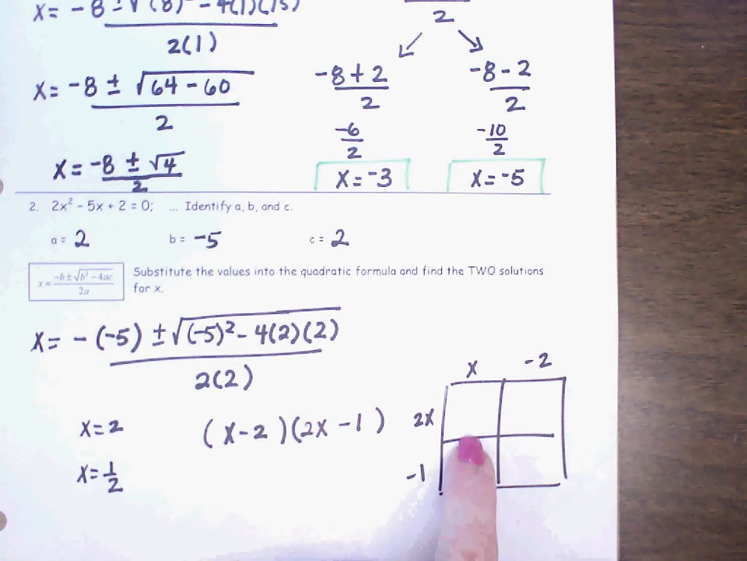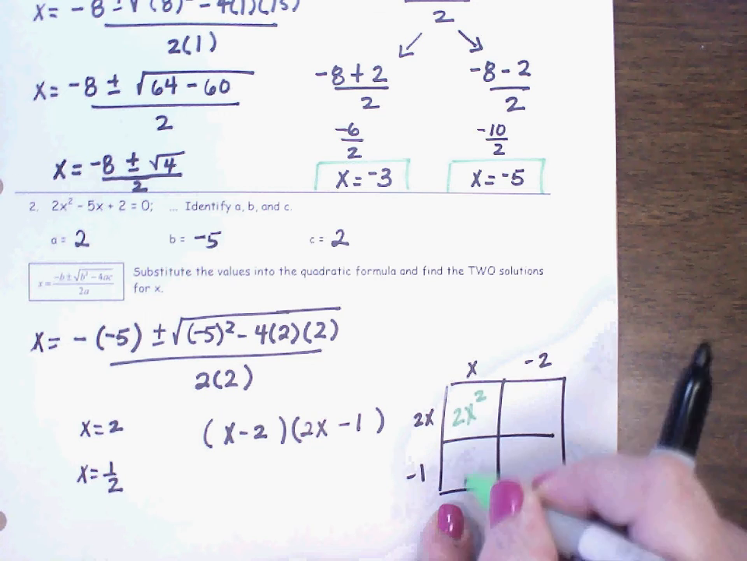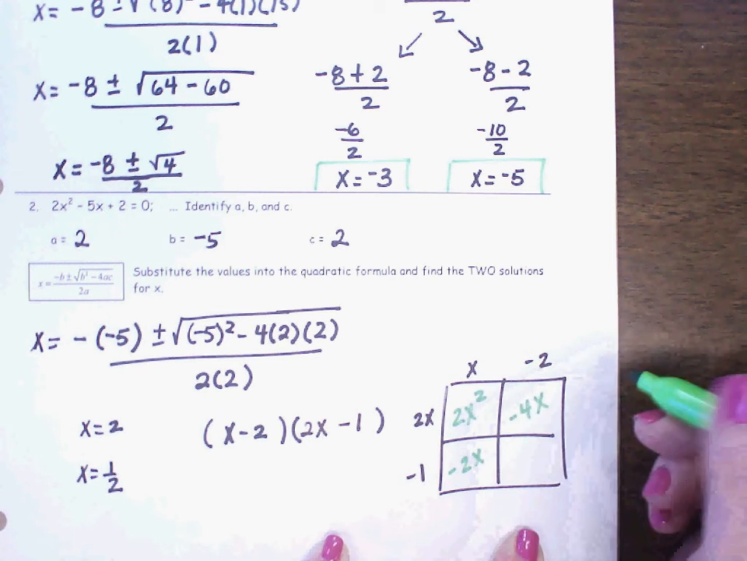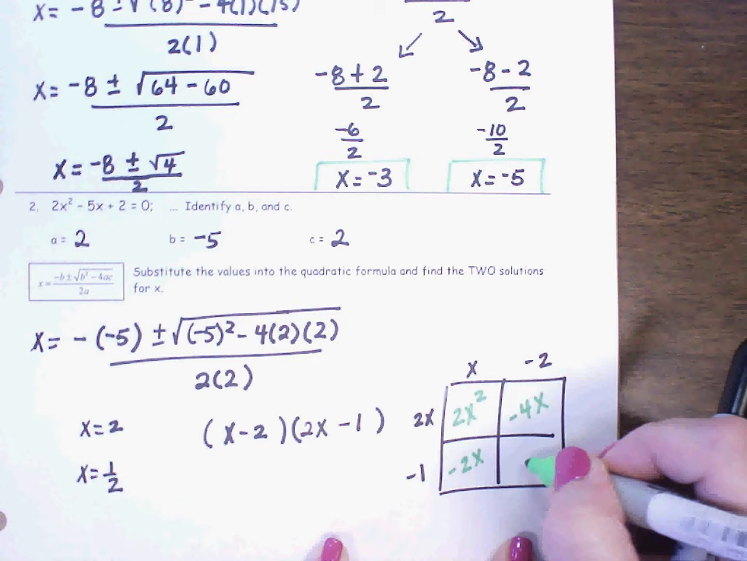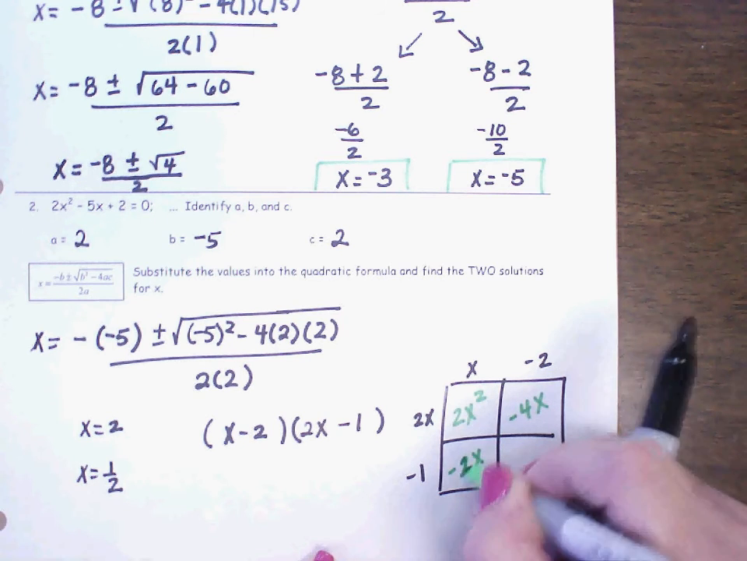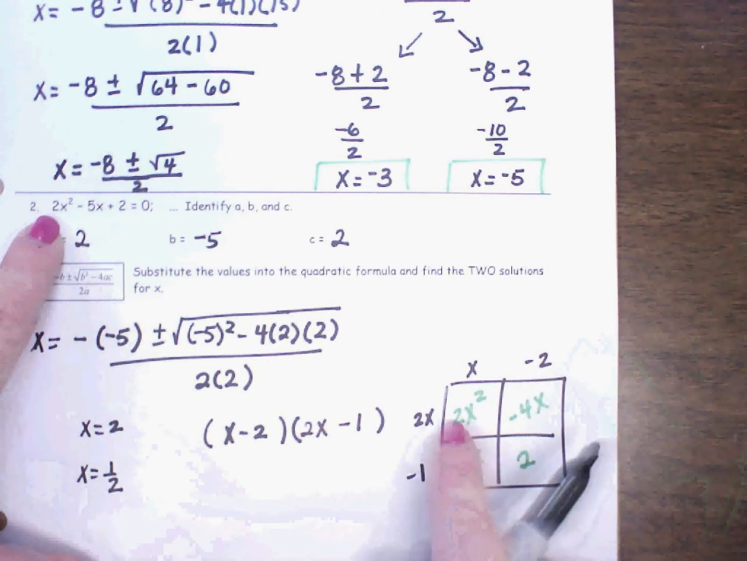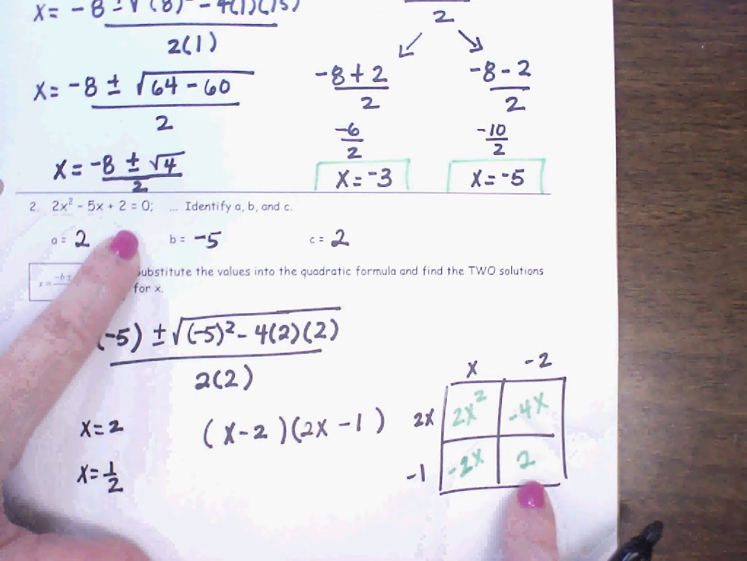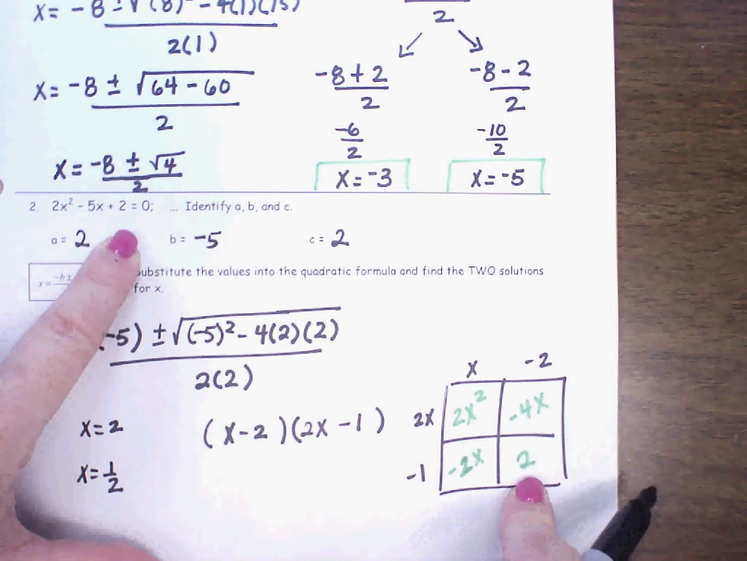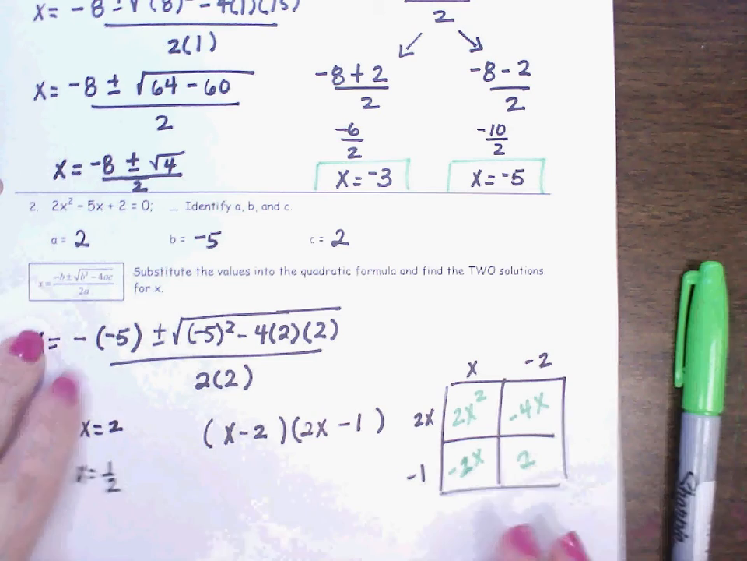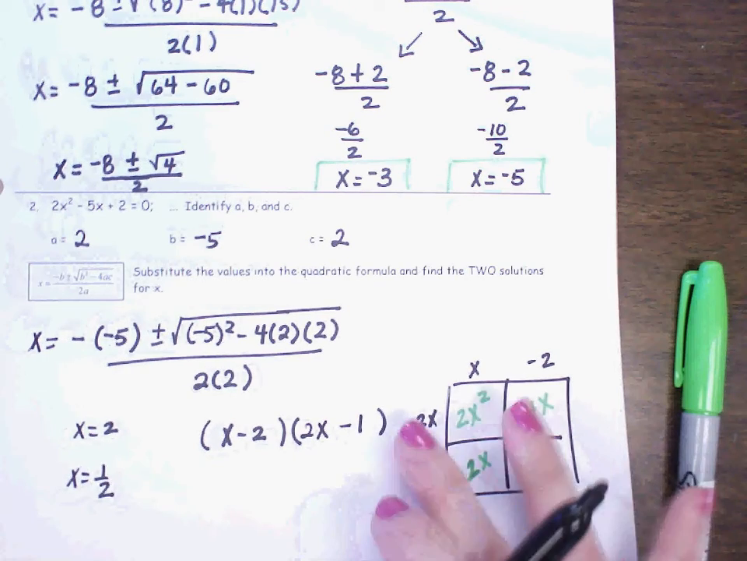What is this square right here? 2x squared. This one, minus 2x minus 4x, right? And then, I'm sorry, this is 1. Thank you. And this is positive 2. There's your 2x squared, there's your negative 5x, and there's your 2. We're good? All right, let's go to the next one.